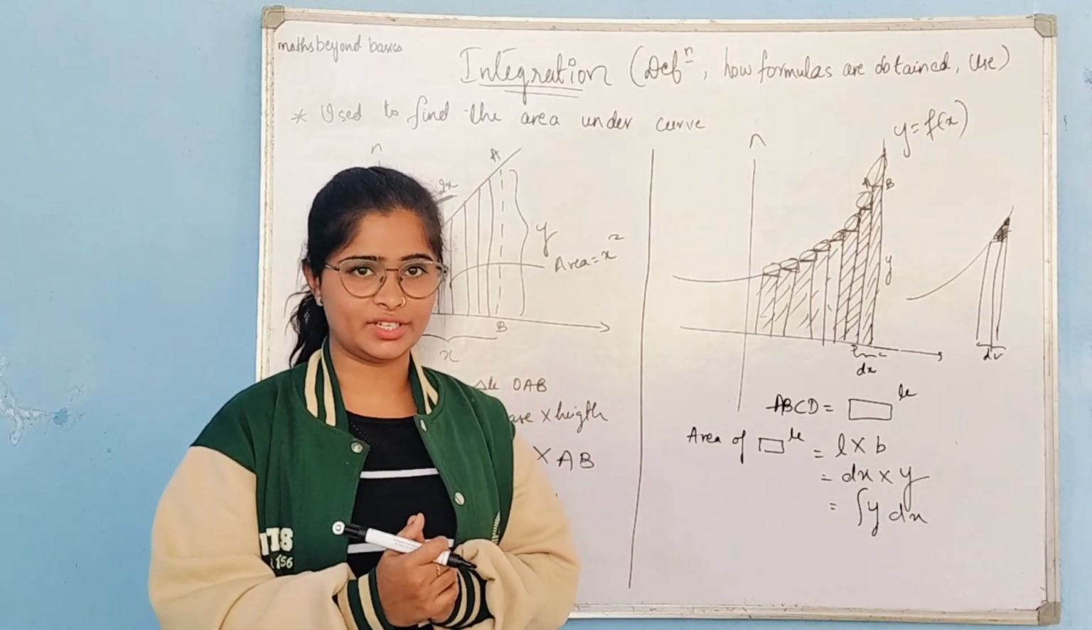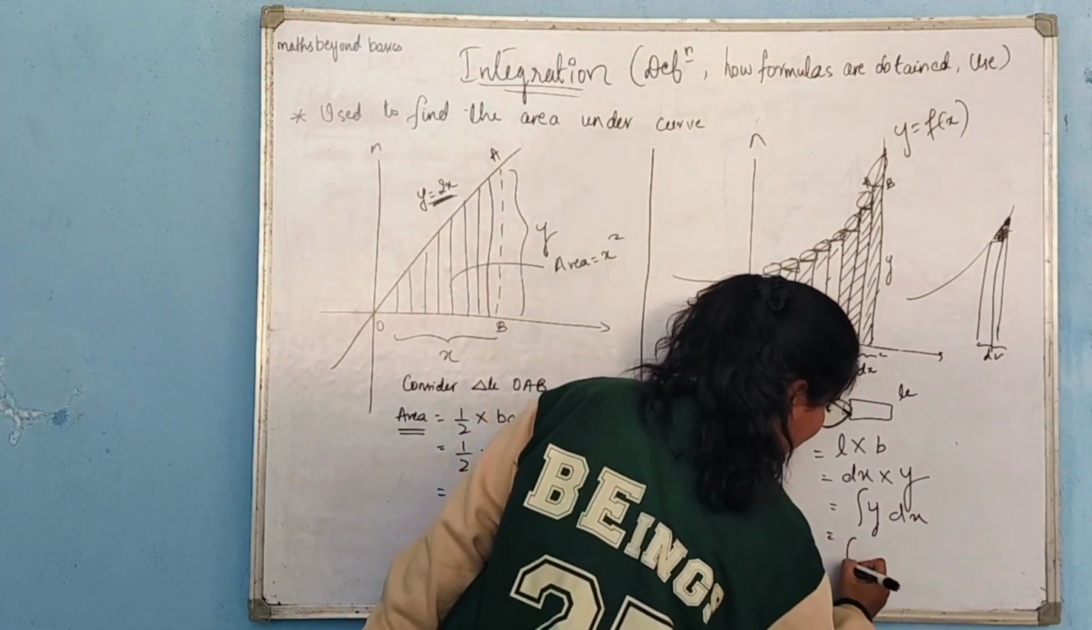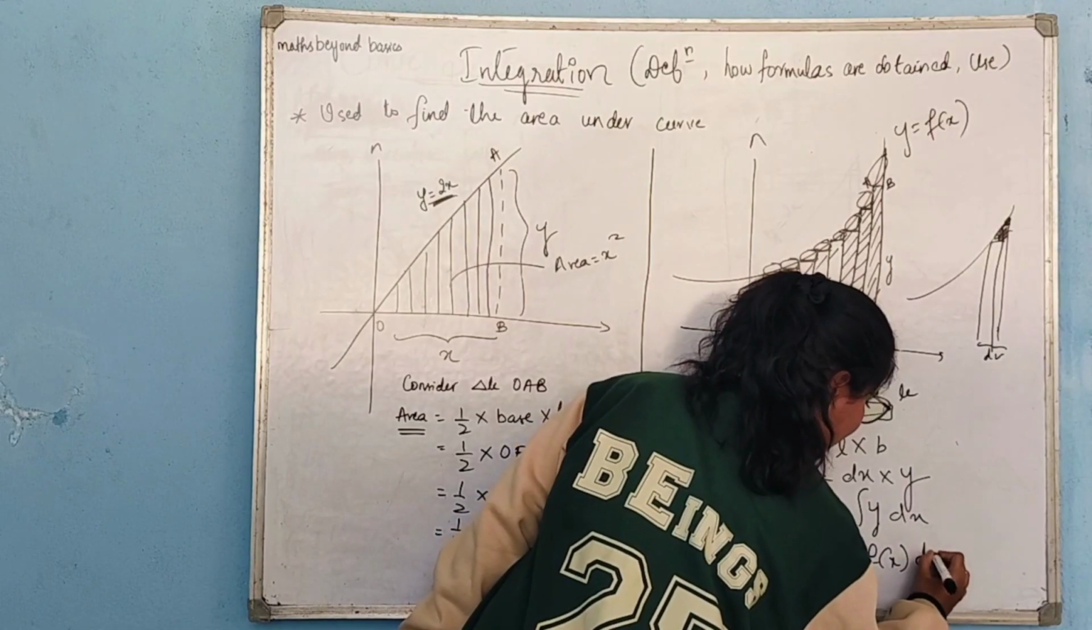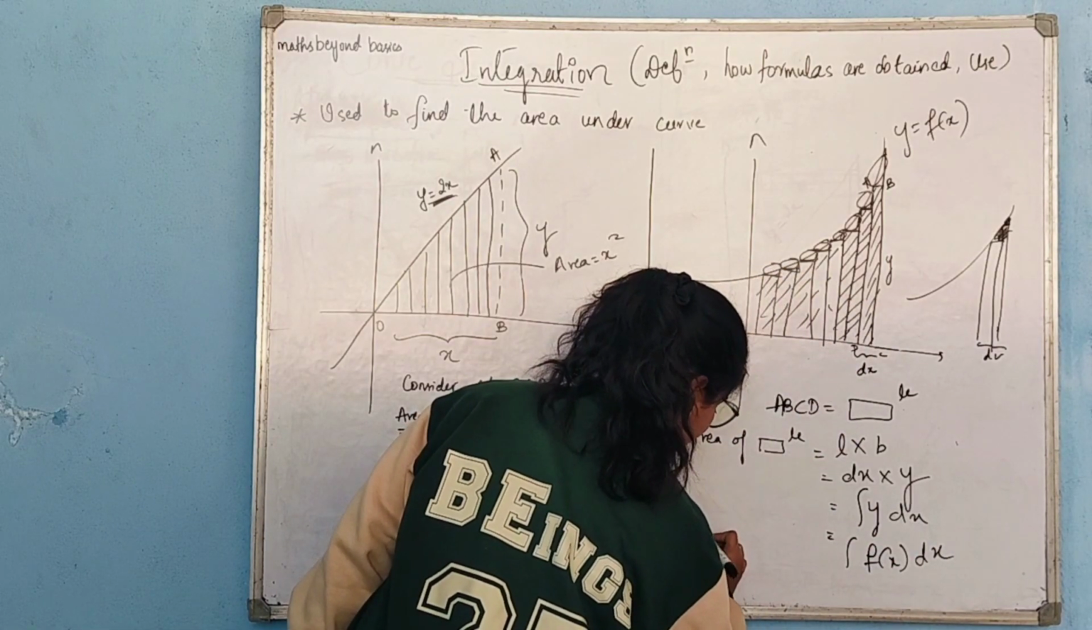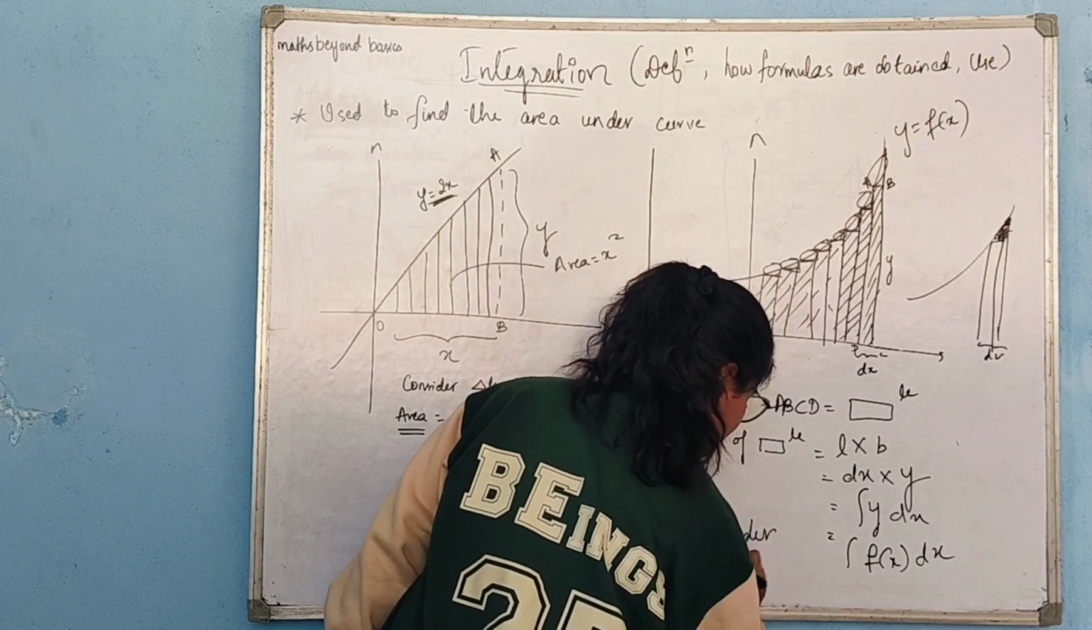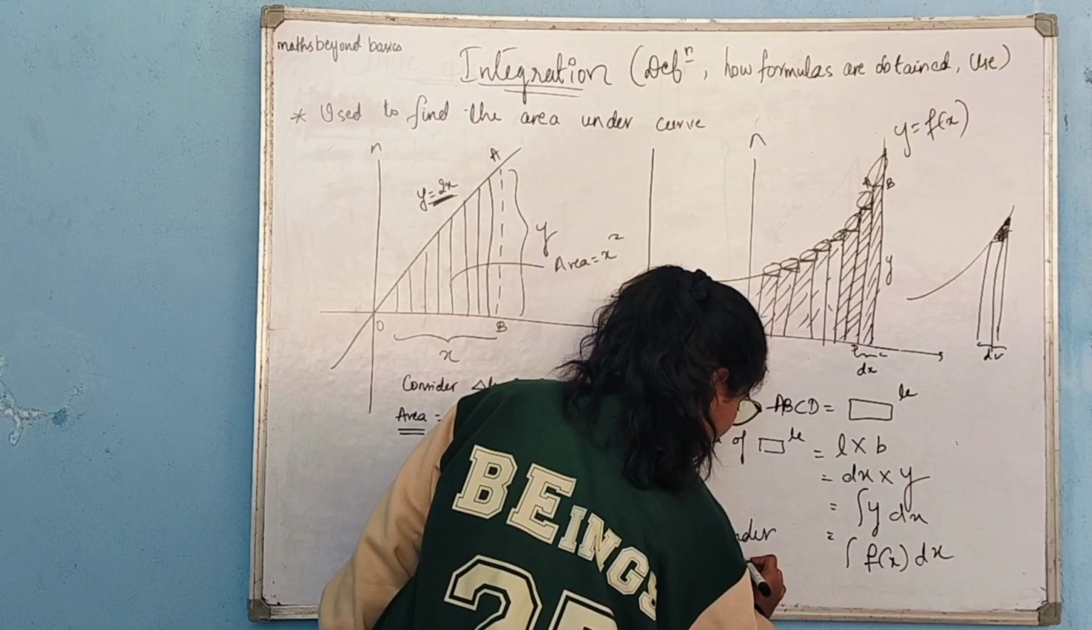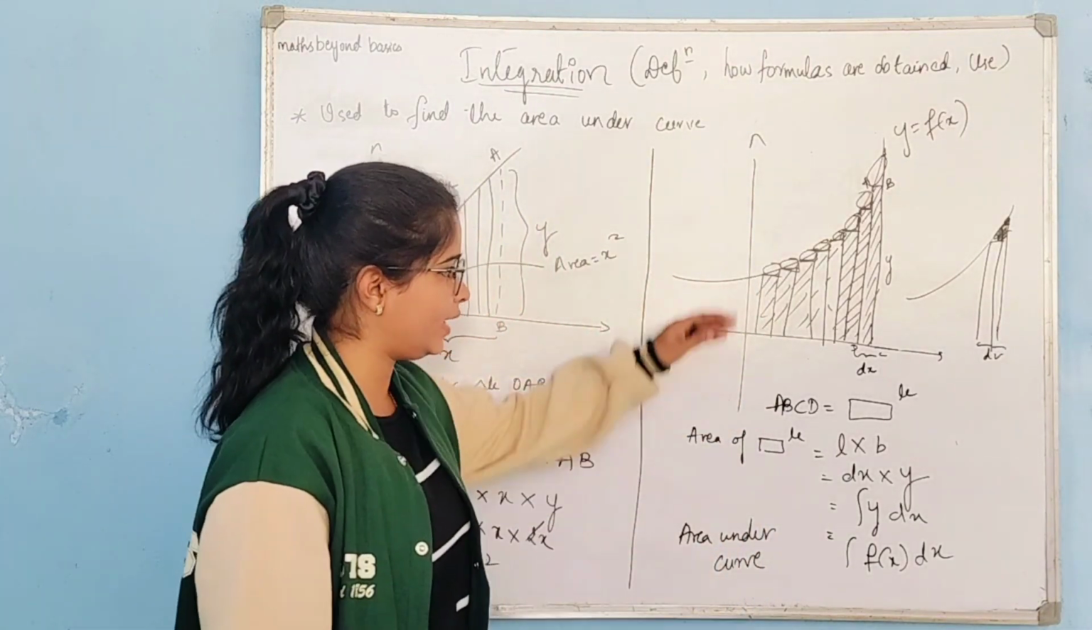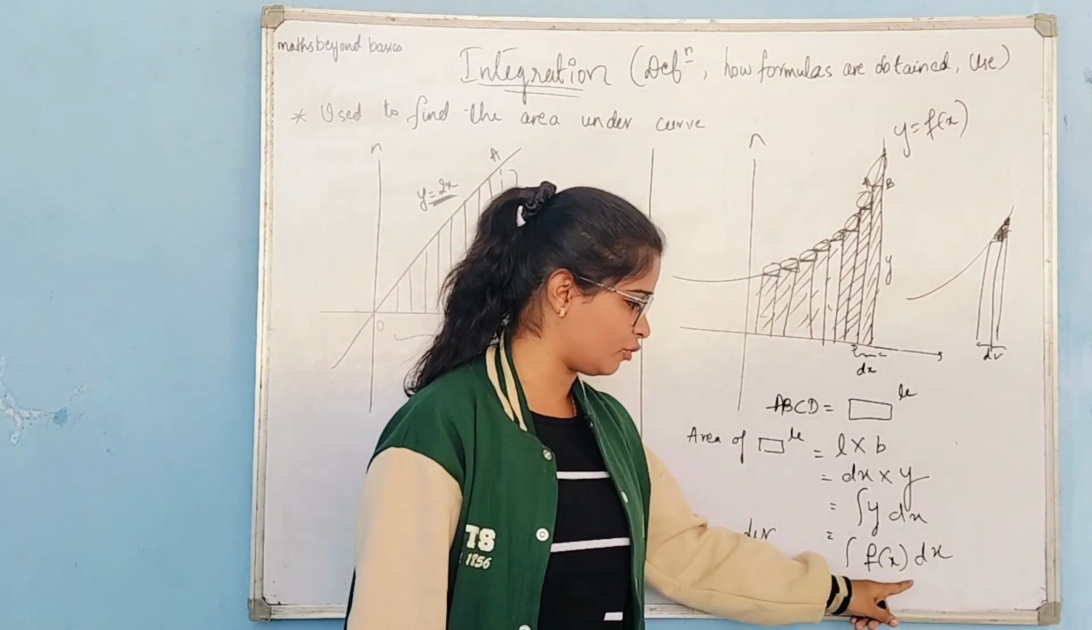That's how integration was introduced. And here y is nothing but f of x dx. That's how the area under the curve is found. So area under the curve is given as the integration of f of x dx.